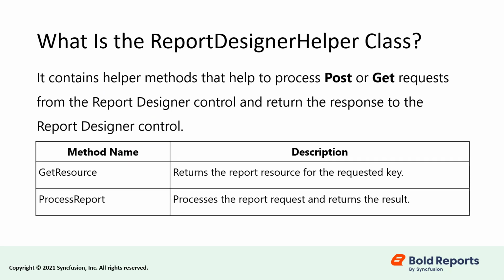The ReportDesignerHelper class contains helper methods that help process post or get requests from the Report Designer control, and return the response to the Report Designer control. It has the following methods. The GetResource method is used to return the report resource for the requested key. The ProcessReport method is used to process the report request and returns the result that needs to be rendered in the designer control.